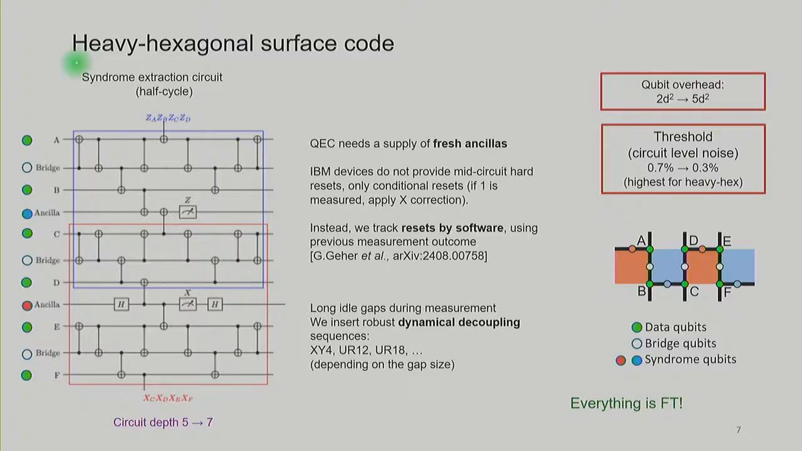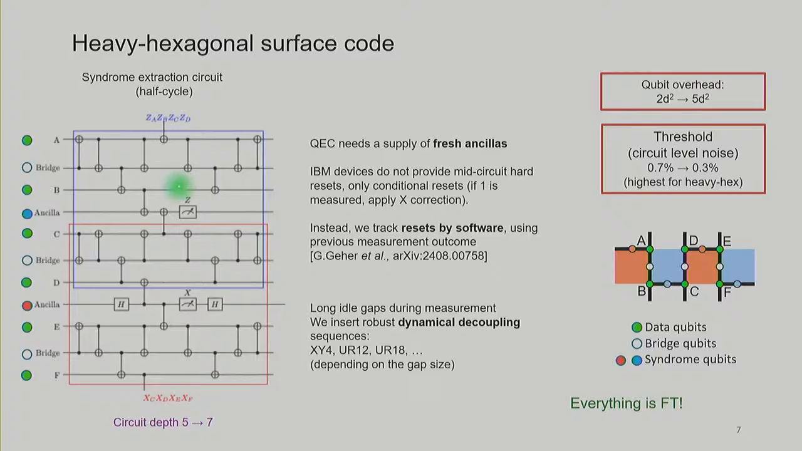So whenever we measure an ancilla qubit, then after that we consider that qubit for the next round to be in the same state as the one that we previously measured. And by doing so, we reduce a little bit the overhead, and the performance is increased a bit.